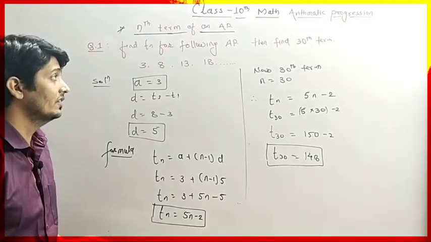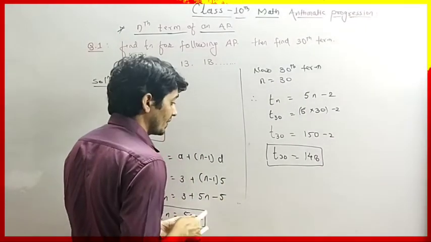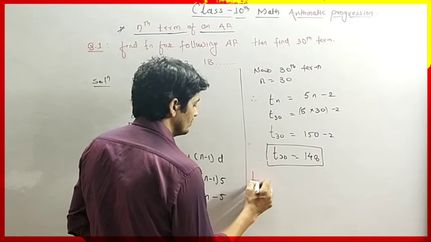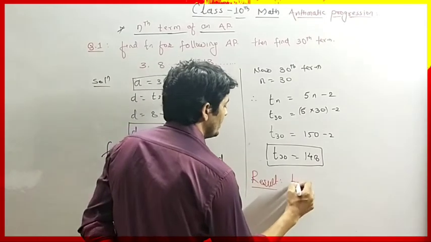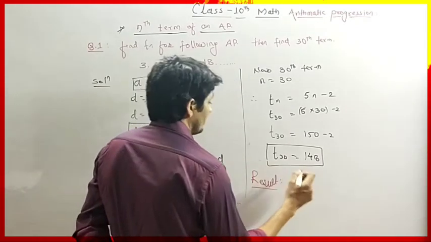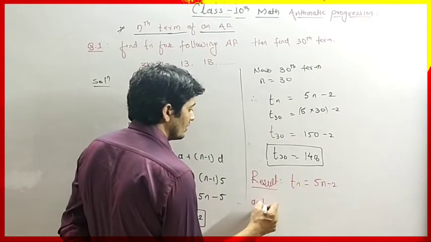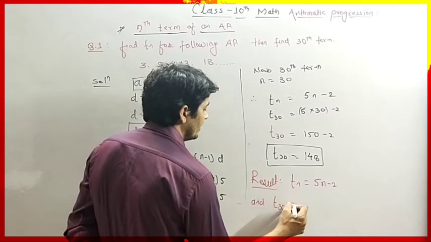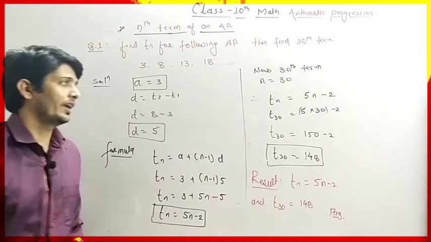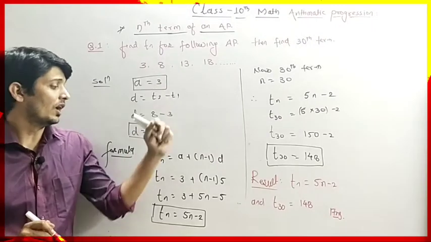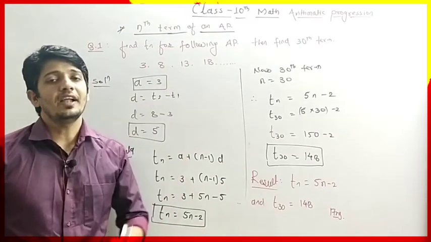Okay. So now we have to write the result. So what will be the result? Tn is 5n minus 2 and the 30th term, that is T30, equals 148, and it is our answer. Okay. So see, by using this formula we have calculated the 30th term of this given arithmetic progression.